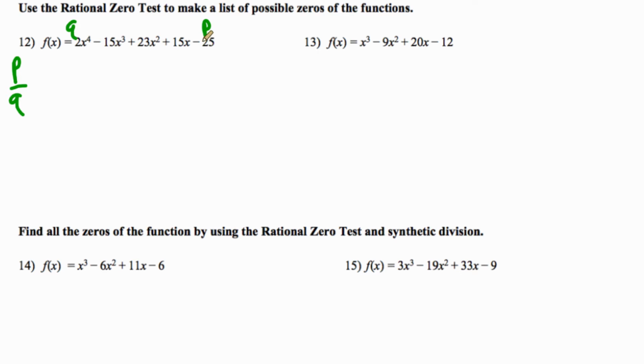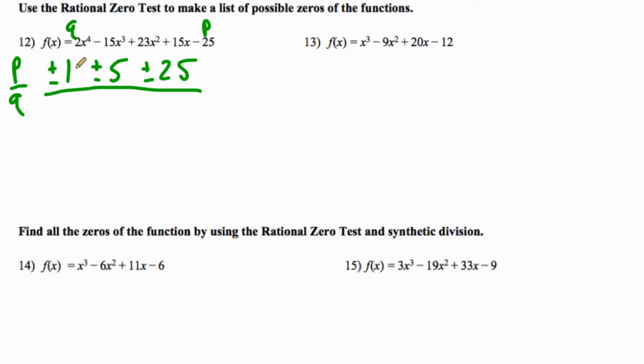So on top for the p-values, we're looking at things that multiply together to give us 25. So we'd look at like 1 and 25 and 5 and 5. I'm not going to write 5 down twice, I'm just going to write it down once. But what we have to remember to do with each one of these numbers is put the plus or minus in front of it.